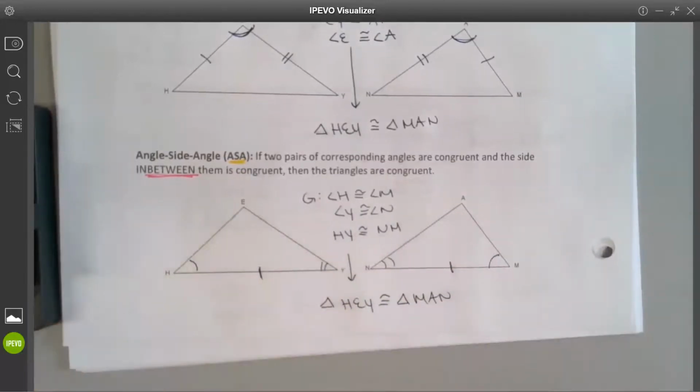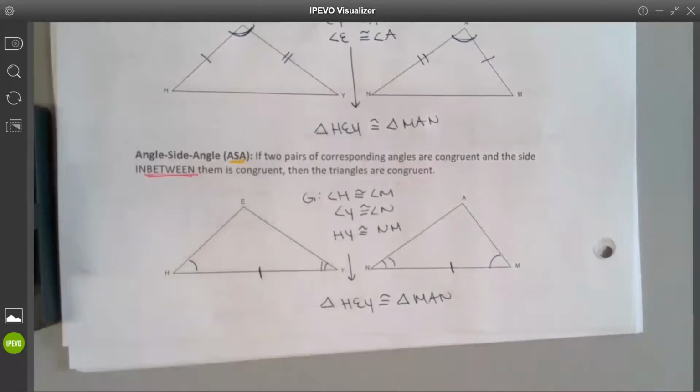Okay, that is enough. So there's 3 pieces of information we need. We add more ways that we can prove them congruent later on. But those are kind of the big 3. They're the most common ones. Side, side, side, side, angle, side, and angle, side, angle. And those are the 3 big ways to prove that triangles are congruent.